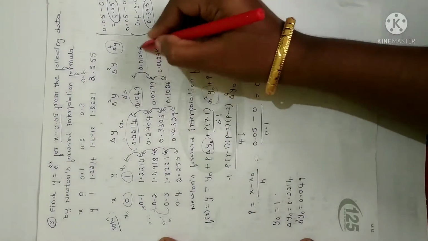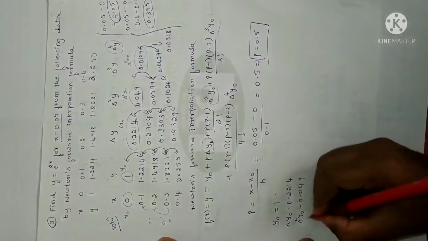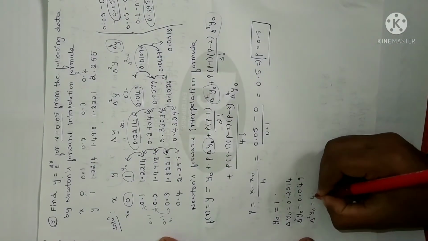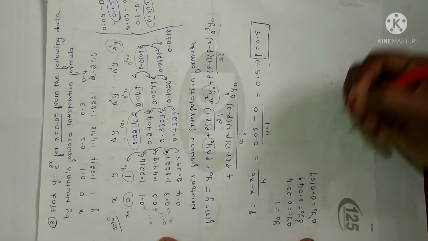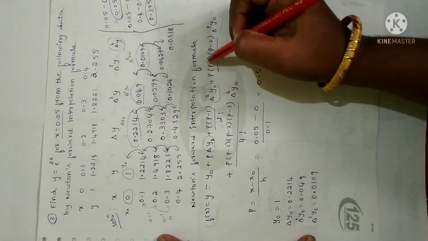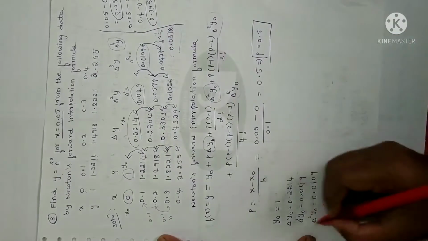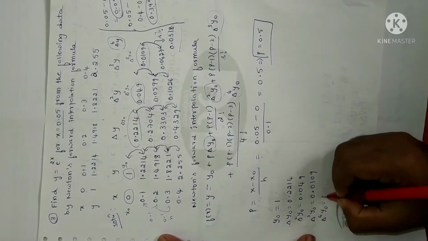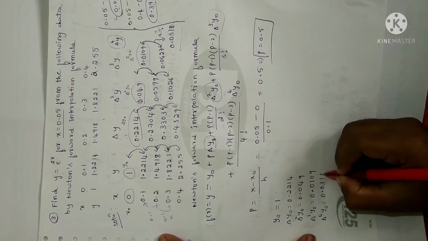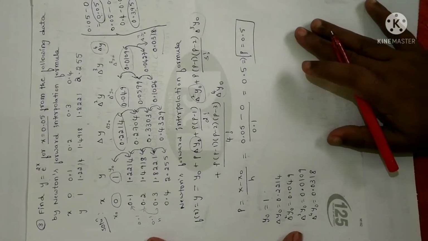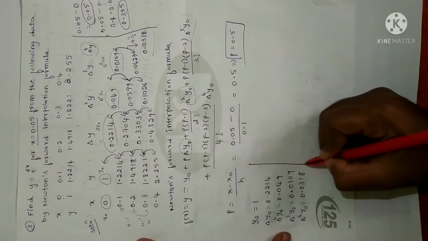Next, delta cube y naught is 0.0109. Next we need delta power 4 of y naught. Delta power 4 of y naught is 0.0318. So I have just listed the values. Now we need to substitute all these values in the formula.